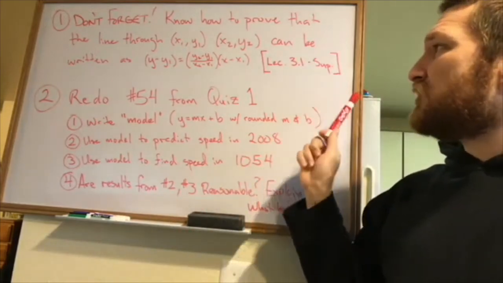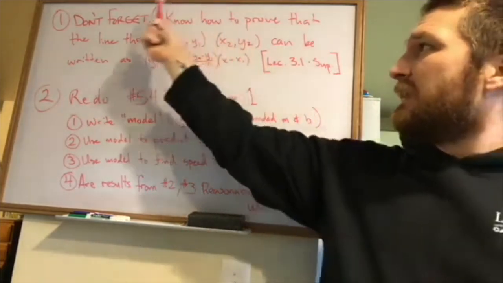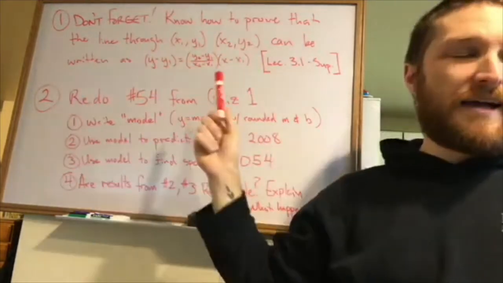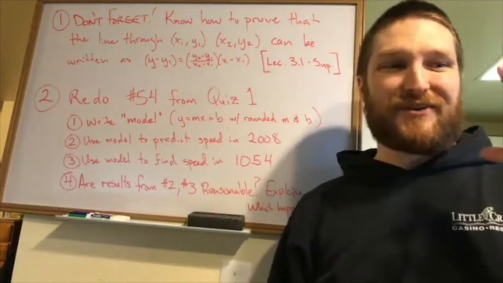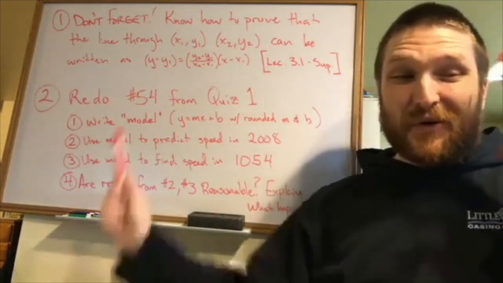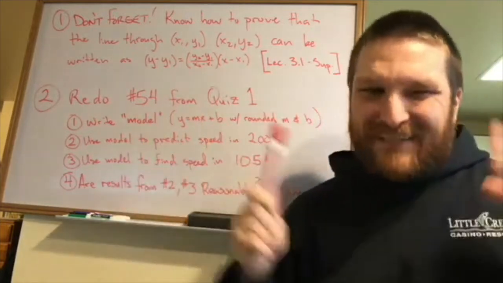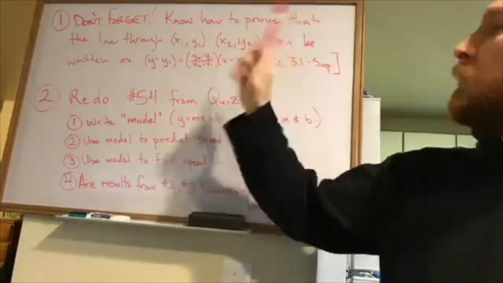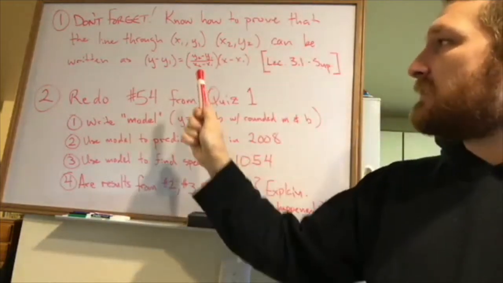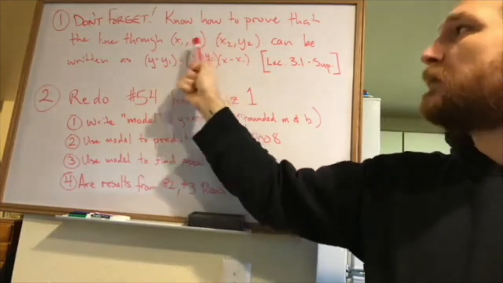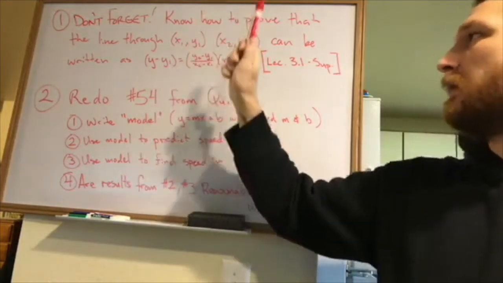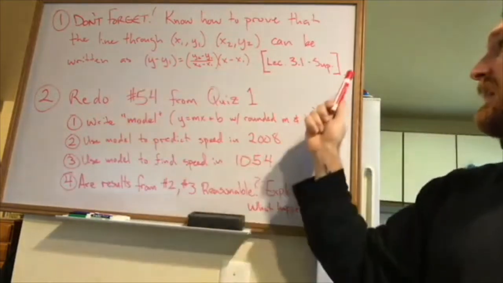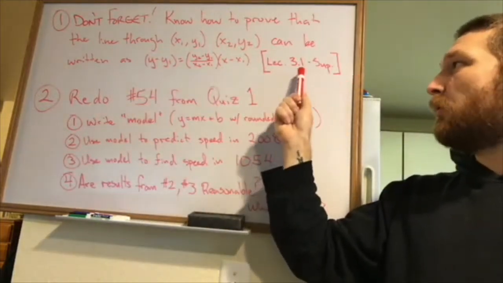I messaged you a while back and said this will show up in your future. I've seen the future, and your future holds this question, possibly in an exam. We want to prove that the line passing through these arbitrary two points, x1, y1, x2, y2, can be written as this. And it's in lecture 3.1 supplemental.